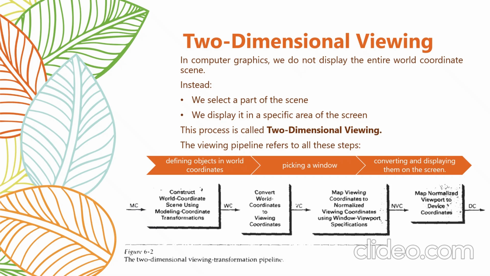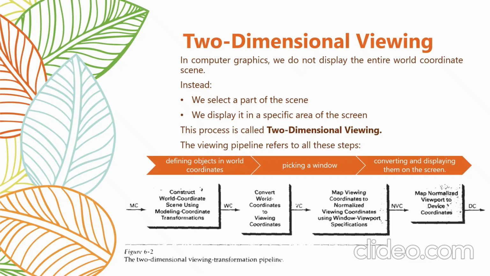However, users usually don't want to display the entire scene. They only need a particular region. Therefore, we select a rectangular portion called the window. After selecting the window, this selected part is displayed on the screen inside another rectangle called the viewport.